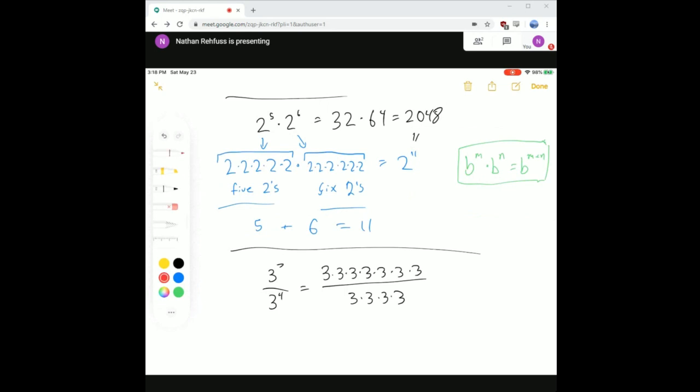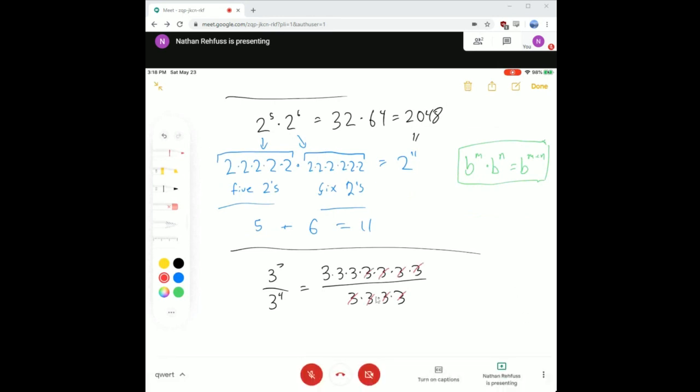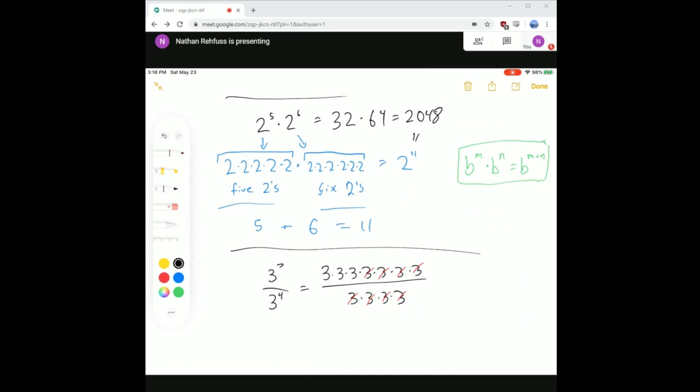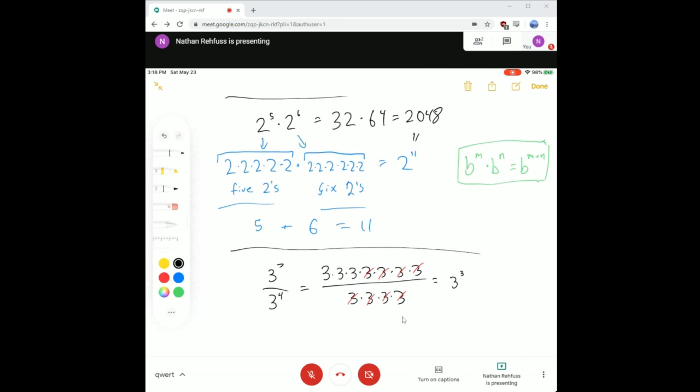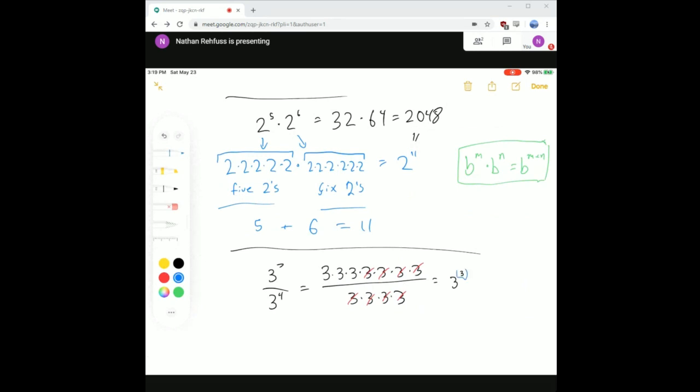I can cancel out all of these 3's down here with these 3's up here. Anytime something is multiplied by both the numerator and denominator, you can cancel it right out. So the numerator was multiplied by 4 3's and the denominator was 4 3's. We can cancel out those 4 3's. And what we're left with is 3 3's. And the reason we have 3 3's left is that there were 7 on the top and 4 on the bottom. When we canceled out, we took 4 away from the 7. So this 3 is here because 3 is 7 minus 4.